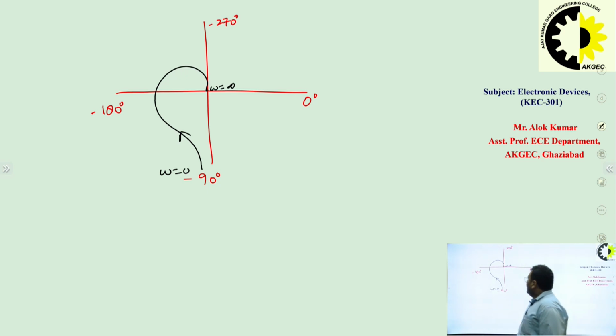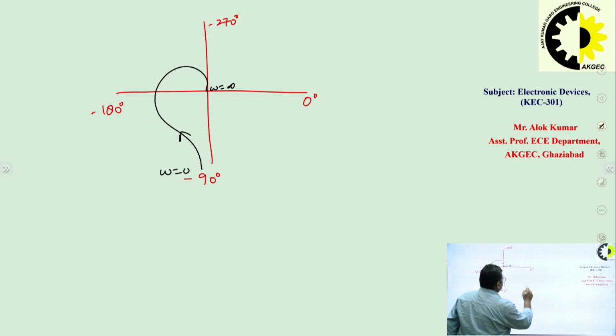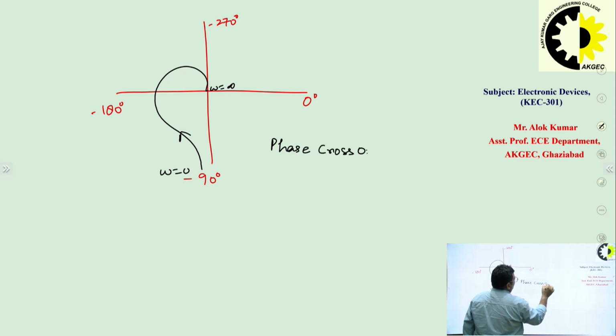Okay. Now we have done 4 to 5 examples. Now we will see how we can determine the stability using the polar plot. So this is the best example to show how to calculate the stability of the system. So we are defining two terms. One is phase crossover frequency.